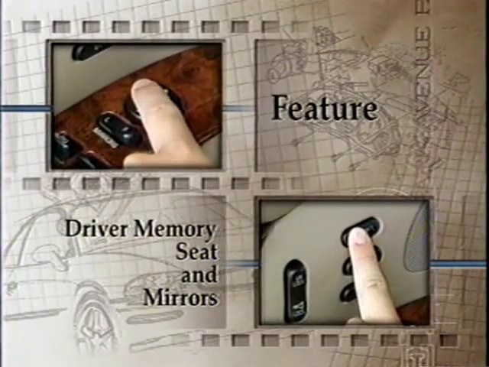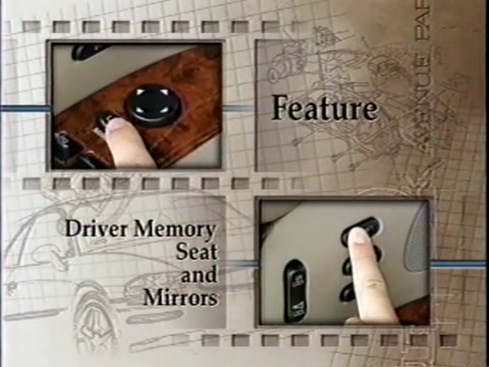Another feature customers appreciate is the driver memory seat and mirrors. It's a good idea to help buyers program this feature before they leave the dealership. Also, show them how to find the instructions in the owner's manual. Here are the steps customers should understand.